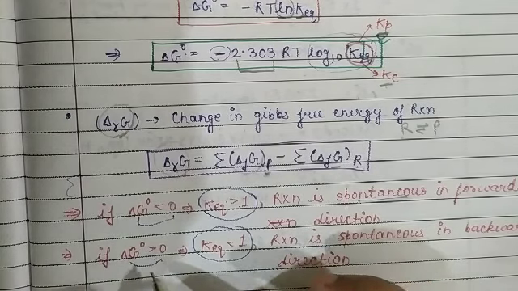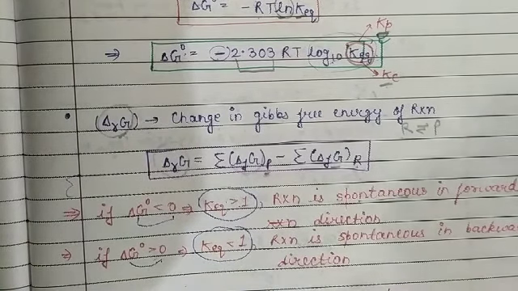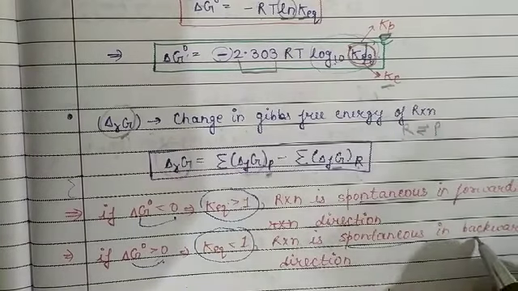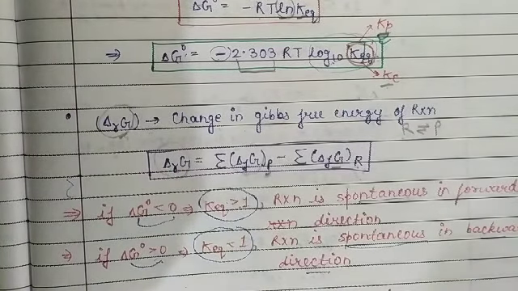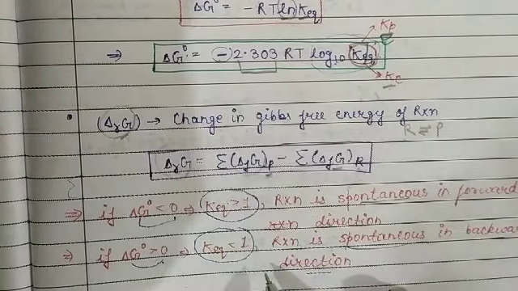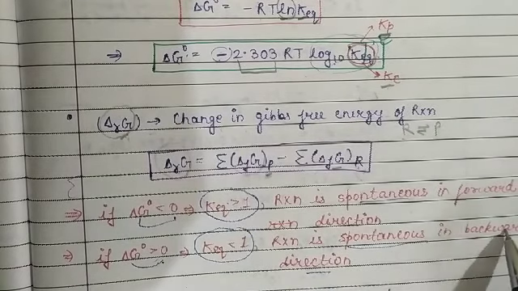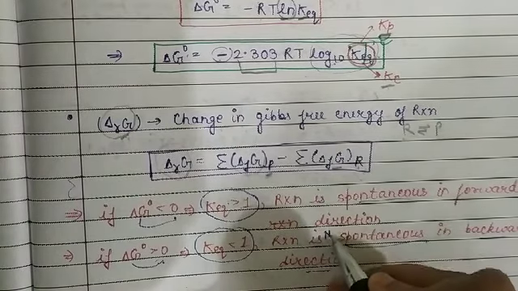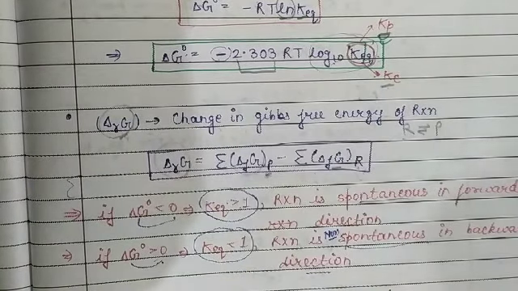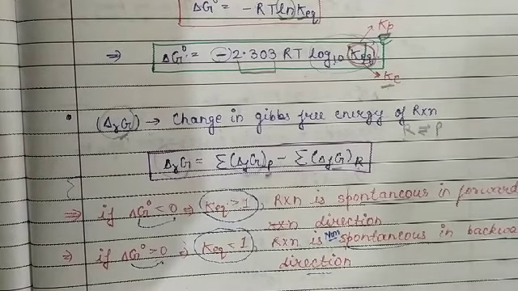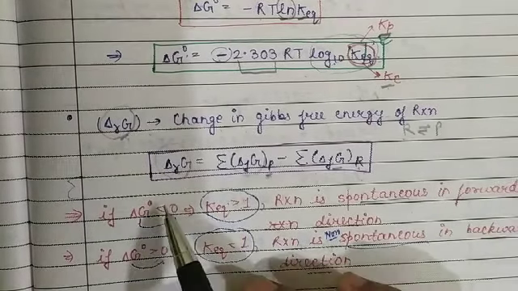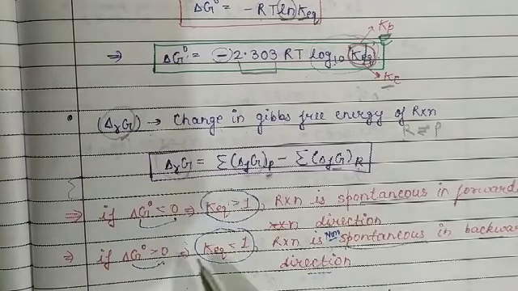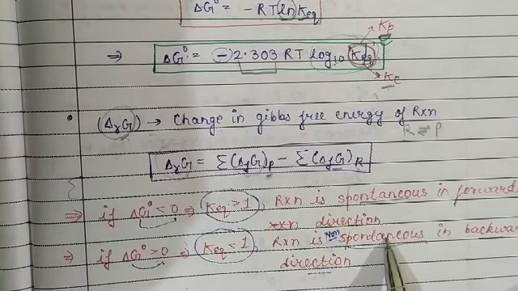When delta G naught is more than 0, the reaction is not spontaneous in the forward direction. We can say the reaction is spontaneous in the backward direction. Also we can say the reaction is basically non-spontaneous. So the reaction is non-spontaneous when delta G naught is more than 0. So delta G naught less than 0, reaction is spontaneous. Delta G naught more than 0, reaction non-spontaneous.